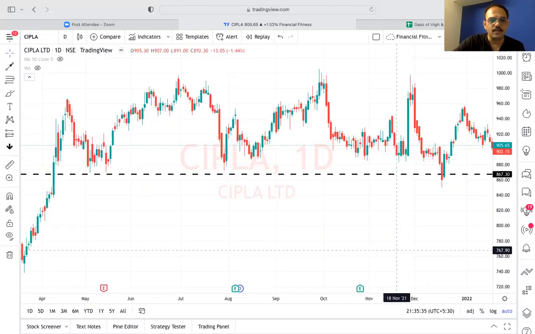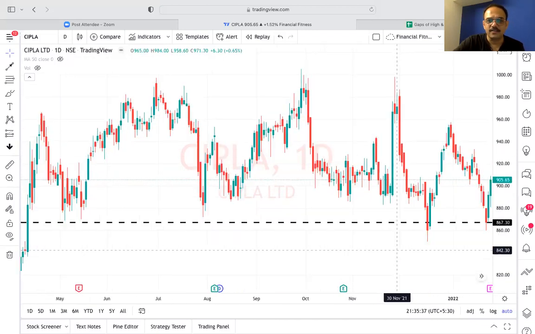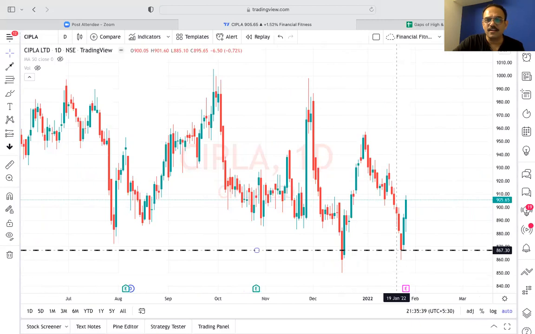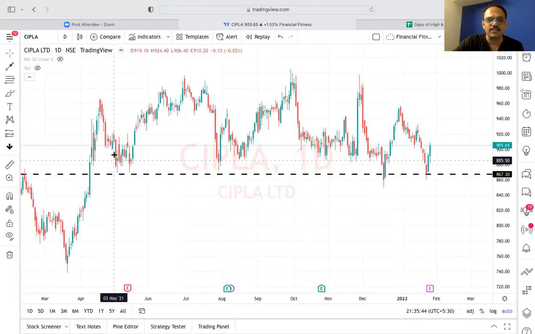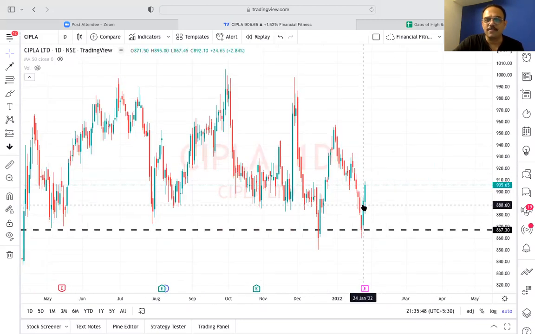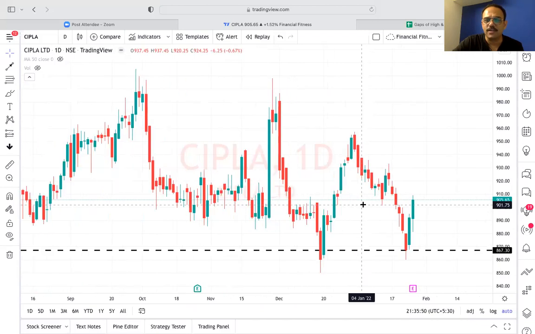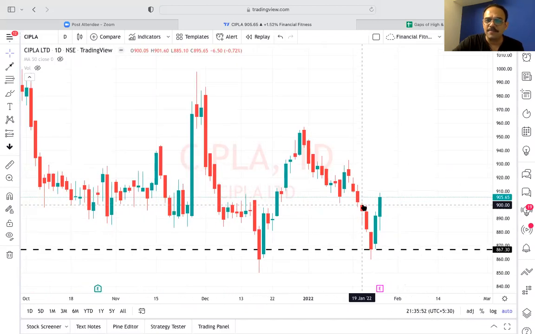You asked us to check support. Correct. So the supports are there, of course, you have to take a little above. It's a reversal pattern, okay. This is support here. It is supporting here. It has formed a reversal pattern with a confirmation candle today. So it's a perfect trade.